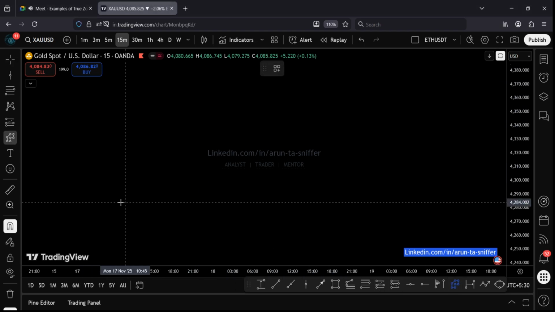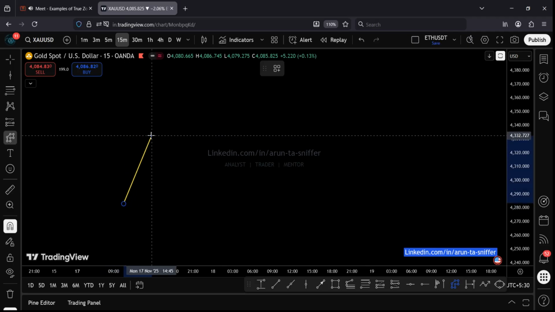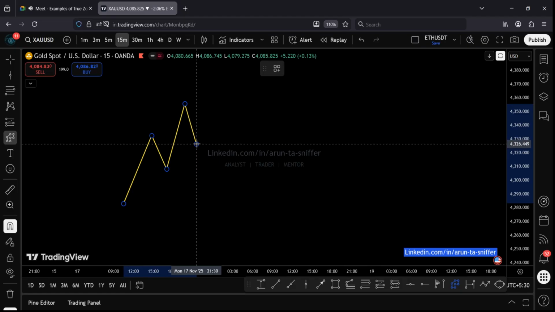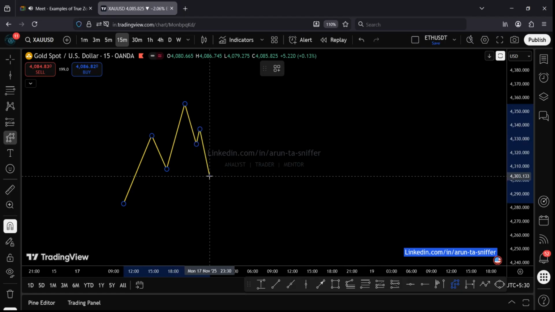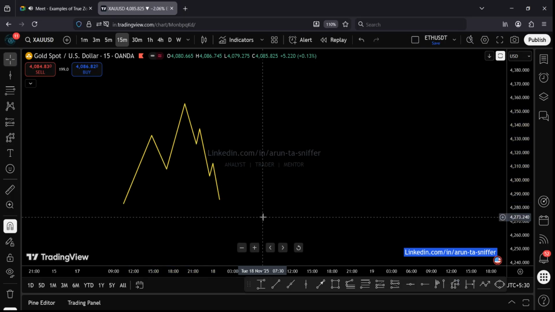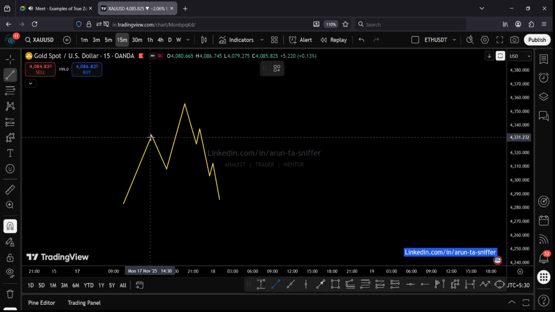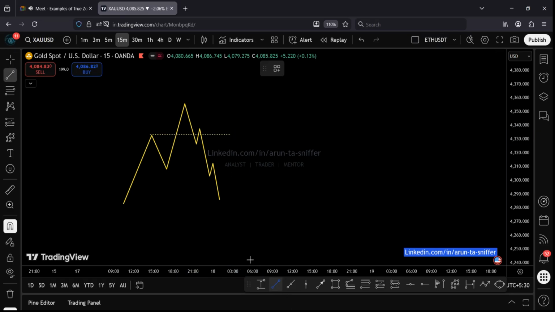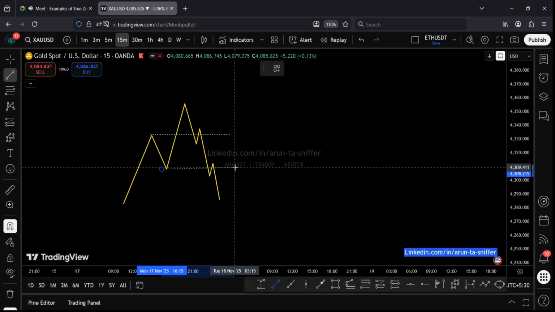What is the RS only? Price goes up, makes a high, makes a low, makes a higher high, comes back, makes LSK, and comes back, makes RSK. So at the high we have LSK, at the low we have RSK.